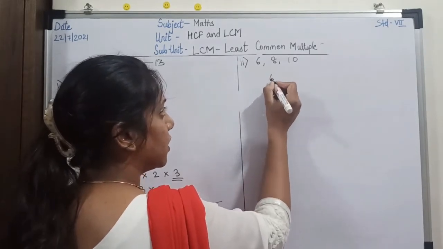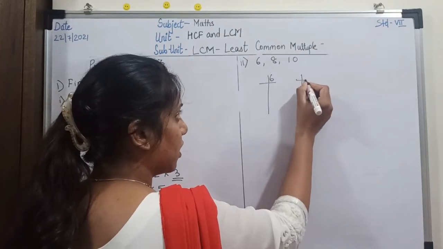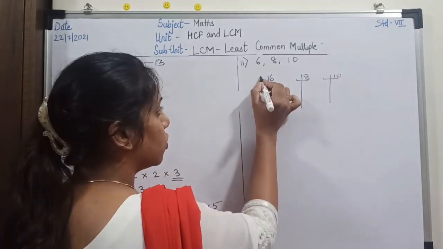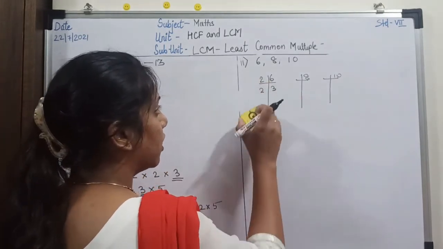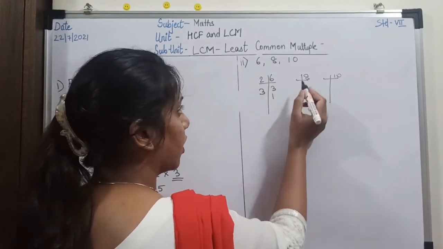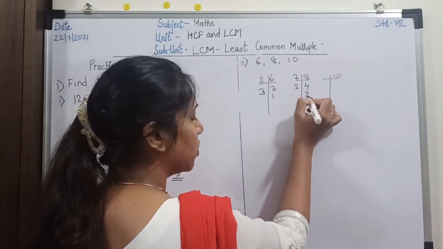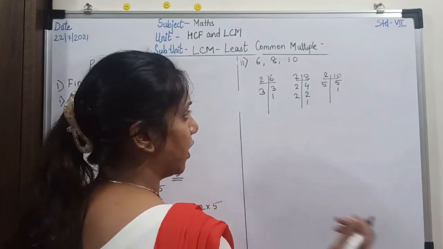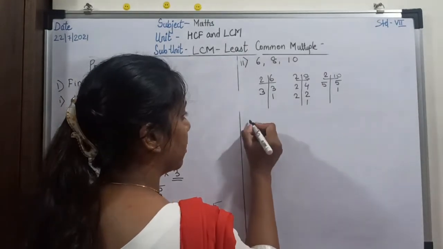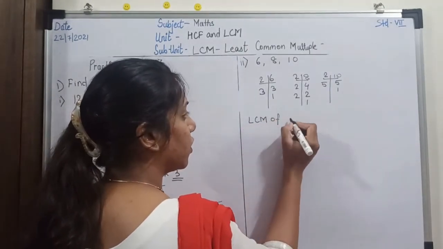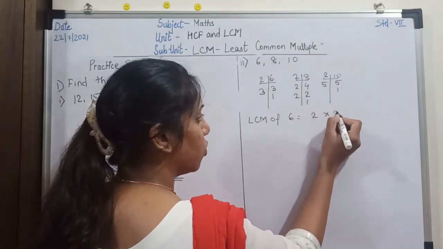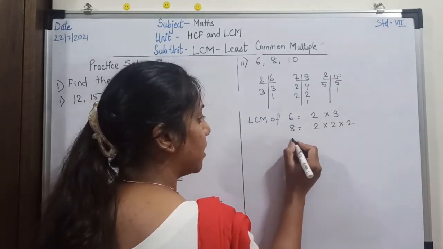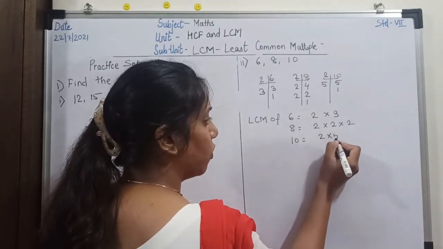Now we will solve this. 6, 8, 10. We can even do it together, correct? So 2 3s are 6 and 3 1s are 3. 2 4s are 8, 2 2s are 4, 2 1s are 2. 2 5s are 10, 5 1s are 5. Very simple. So 6 is equal to 2 into 3. 8 is equal to 2 into 2 into 2. And 10 is equal to 2 into 5.